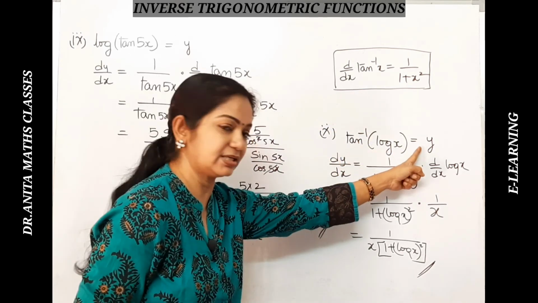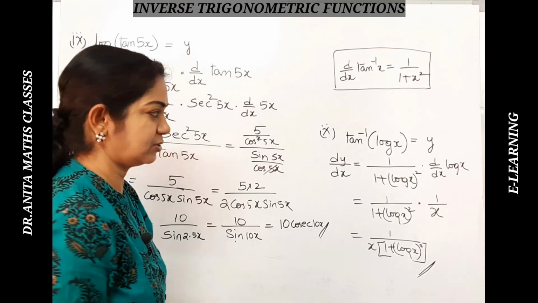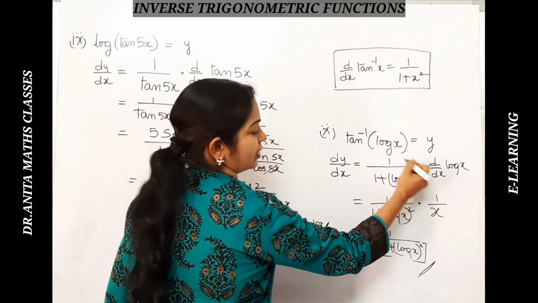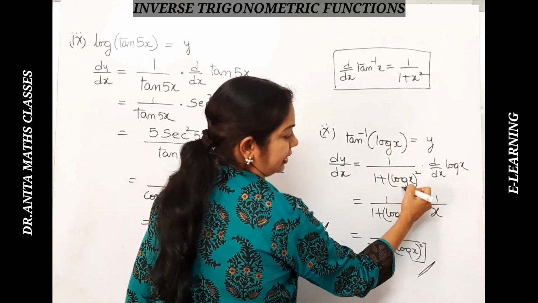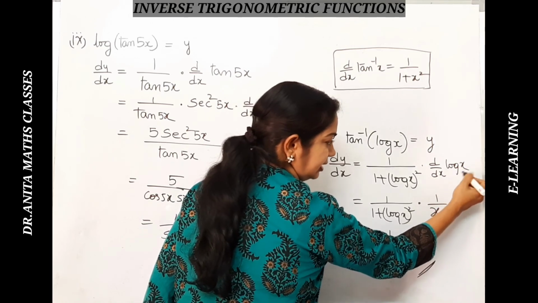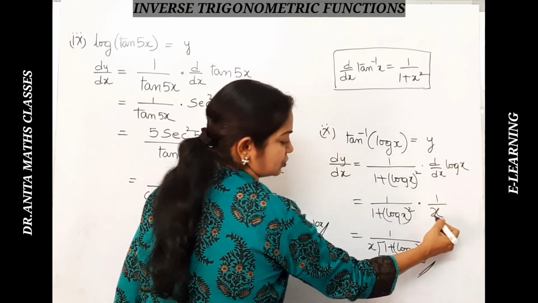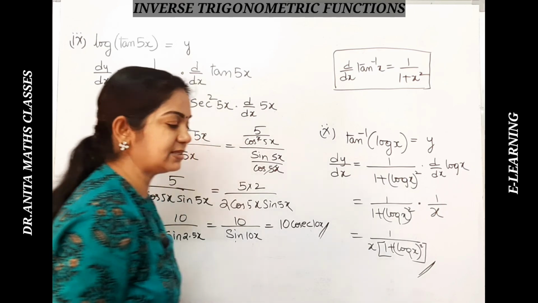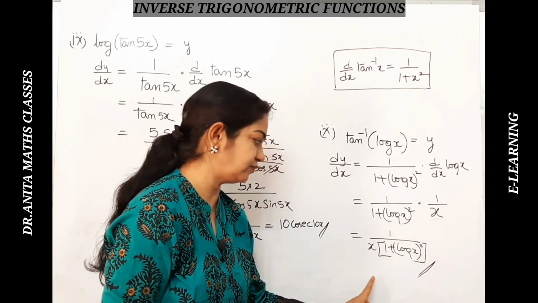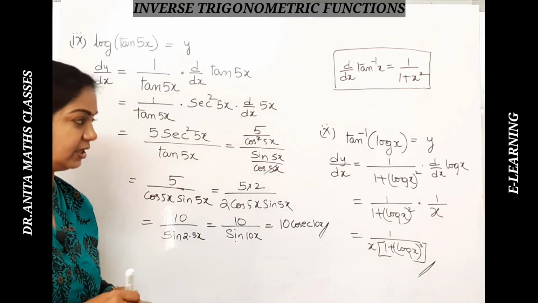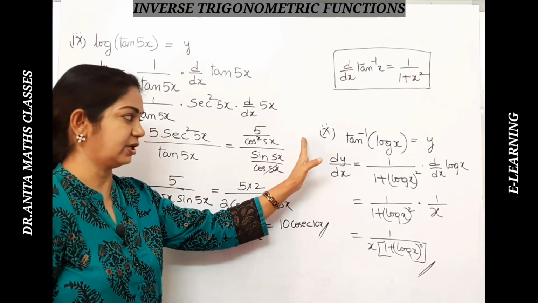So I have taken it as y, differentiating with respect to x, 1 plus x square, where x is log x. Again differentiating the log x, the derivative of log x is just 1 by x. Multiplying both of them, we get the derivative of the inverse trigonometric ratio.